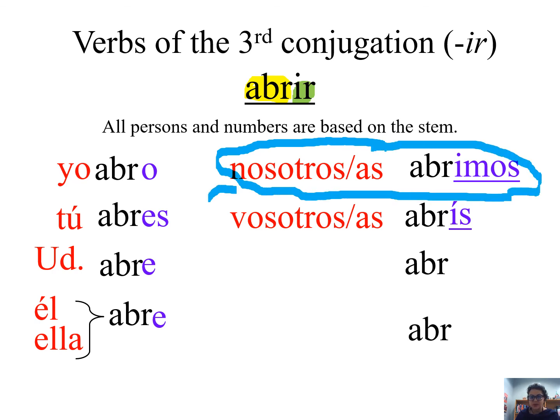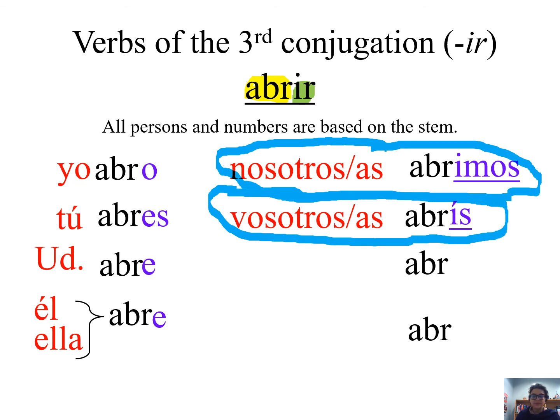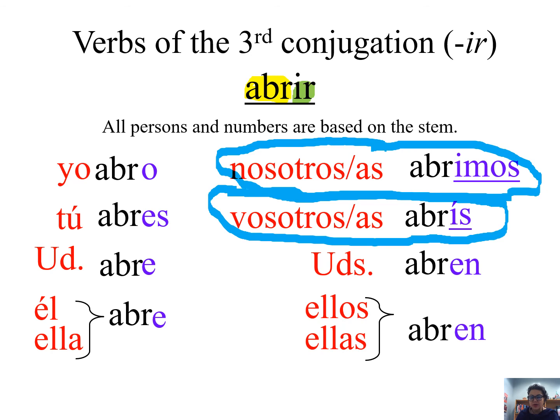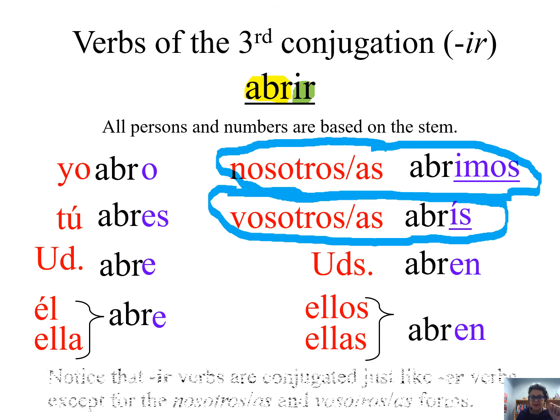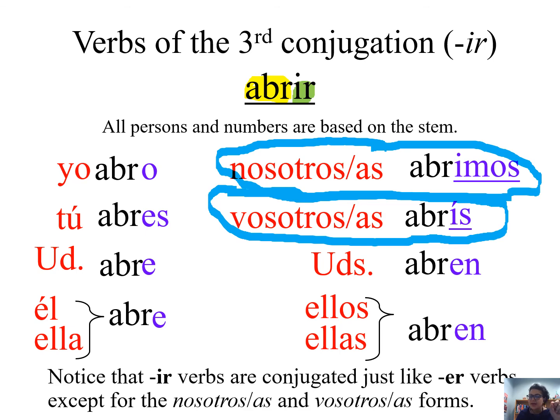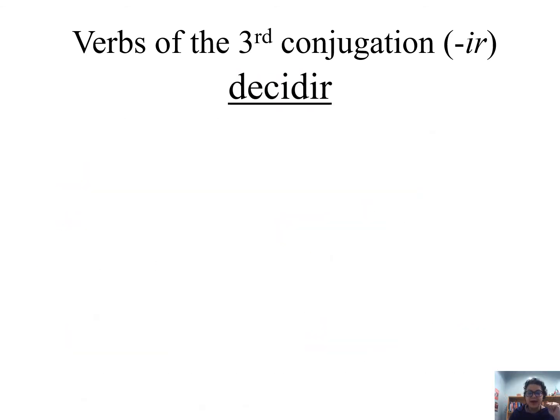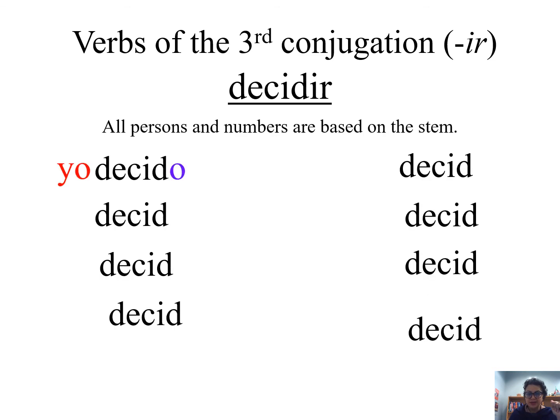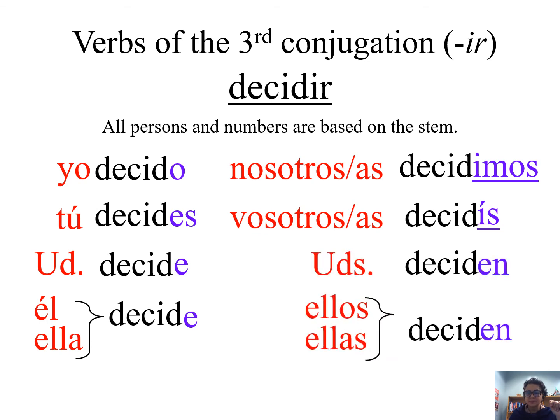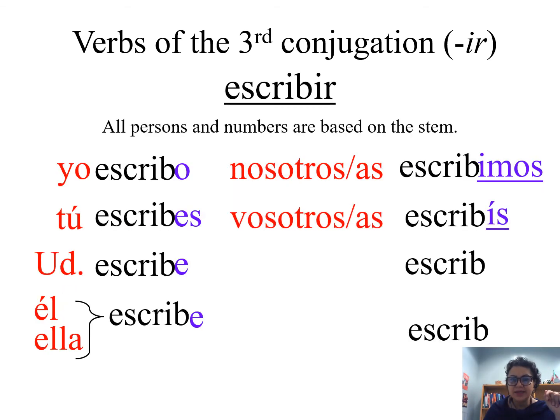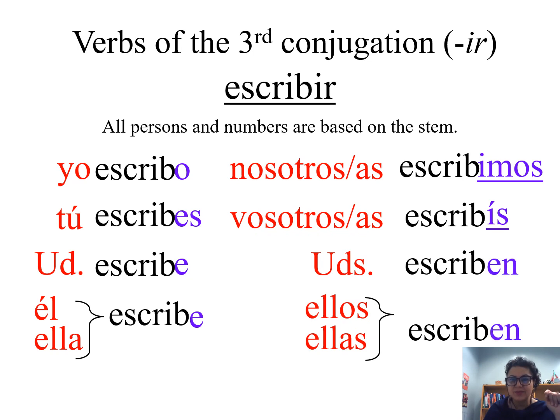Of course, the vosotros, but we are not going to be using it. But yes, if you want to see the differences between ER and IR, there you go. Those are the only changes that we're going to have when we conjugate them. Besides that, the endings are exactly the same as the ER verbs. Once you know those, it doesn't matter what ER or IR verb you have, you're going to use the same pattern. Decidir, to decide: yo decido, decides, decide, decidimos, deciden. Escribir: escribo, escribes, escribe, escribimos, escriben.